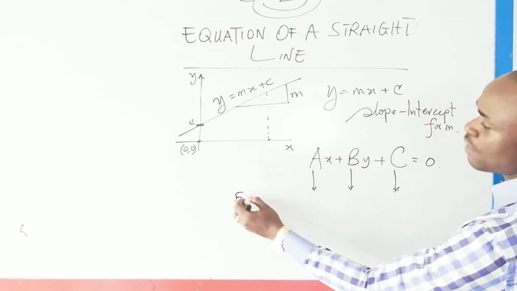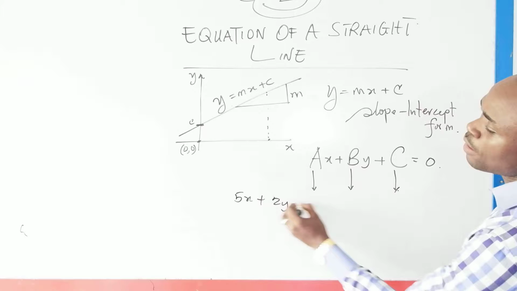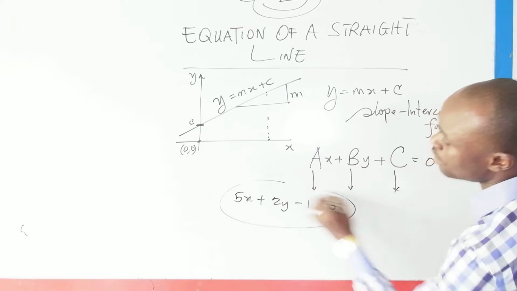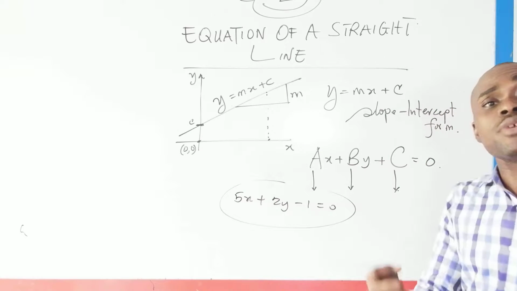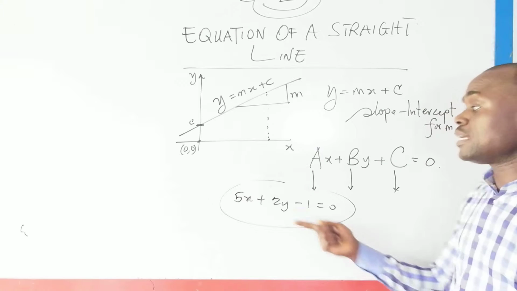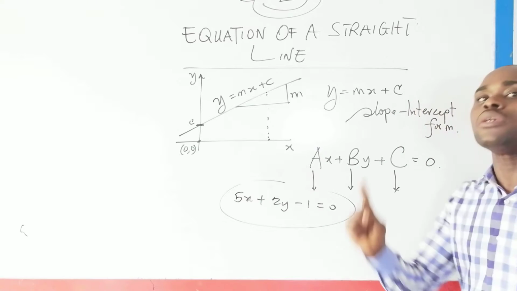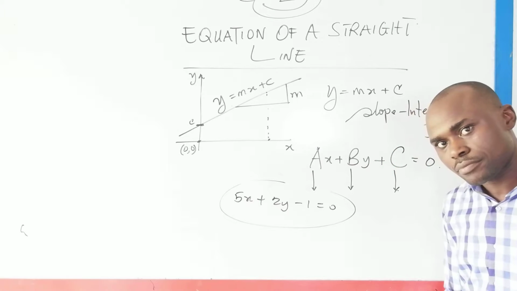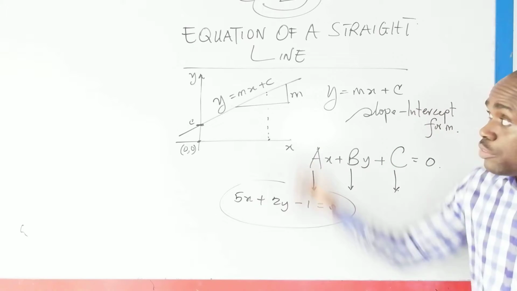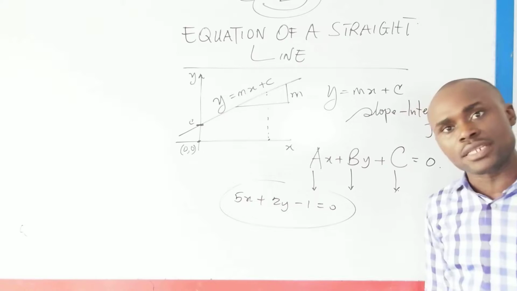So for instance, if I have something like 5x plus 2y minus 1 equals 0, this actually represents a straight line. One of the reasons, and one simple thing, is that this is a linear equation. The highest degree of this equation is just 1. And so that's why we call this a straight line. So it's always going to represent a straight line.